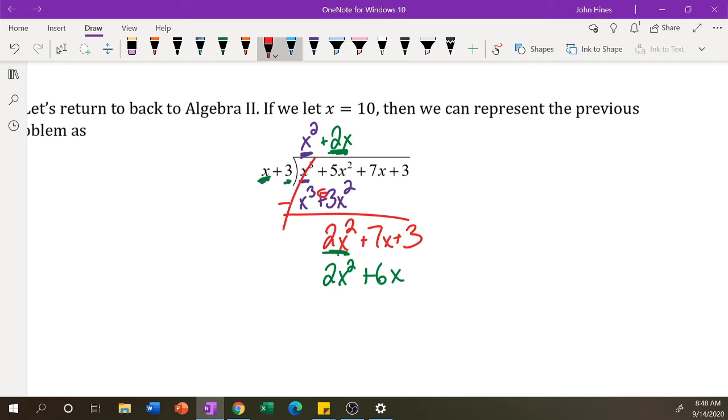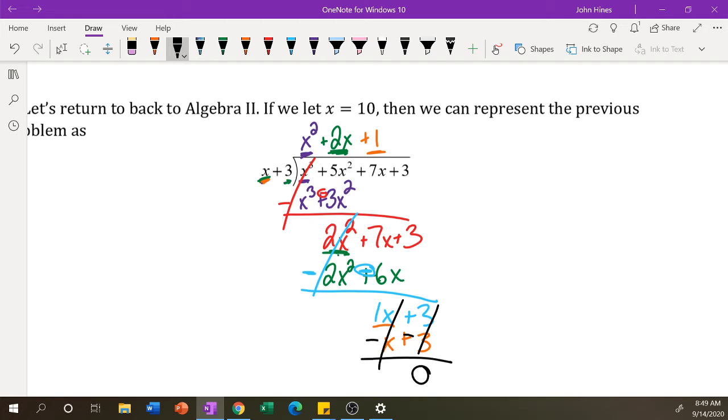Well, now I need to subtract. So I'm going to distribute through a negative sign. I change everybody's sign in that row that I just wrote down there. Those terms will always add to 0, and I'm left with 1x. Bring it on down to 3, and I get 1x plus 3. And finally, one last time, we ask ourselves, what times x is 1x? The answer is 1. 1 times x is 1x. 1 times 3 is 3. This is looking promising, because when I change my signs to subtract, I get a remainder of 0. So my quotient here is x squared plus 2x plus 1.